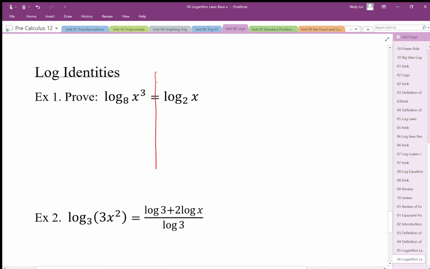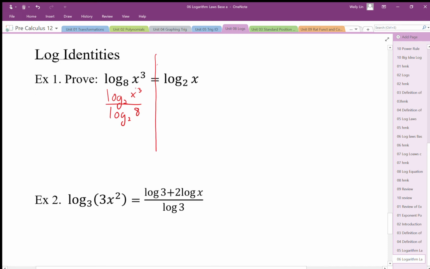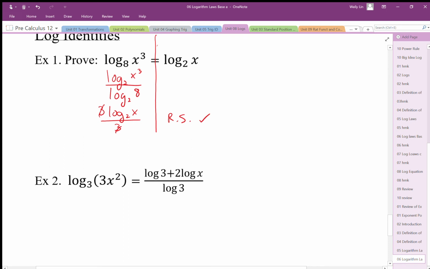So if I want to make these things look the same, I need the same base. So I'm just going to use the change of base formula. So I'm going to use log base 2 of my argument over log base 2 of my base, and then simplify this. Well, this becomes 3 log base 2x, there's my base 2x, that's the same on that side, and that's going to be equal to 3. Those cancel out, so left side equals right side. There's my proof. Okay, so these are algebraic, I just have to show these algebraic steps to show that one expression is equal to the other.